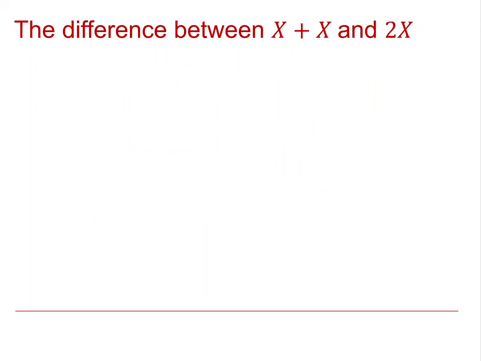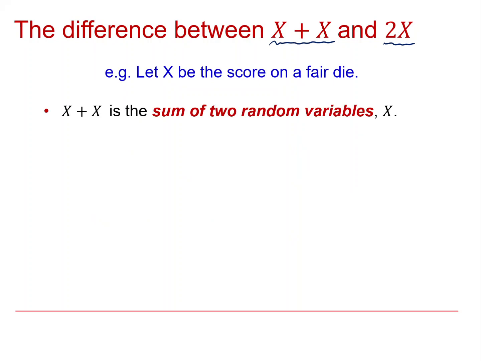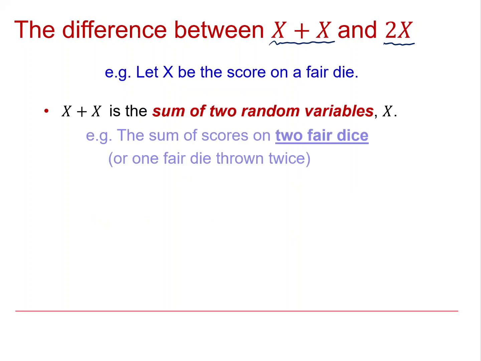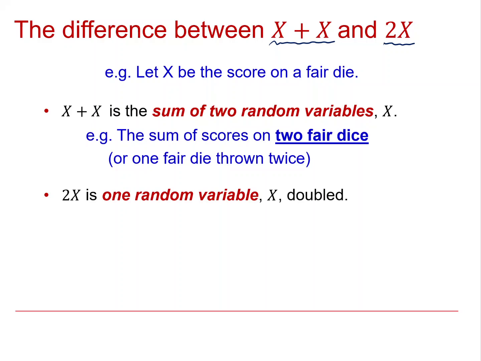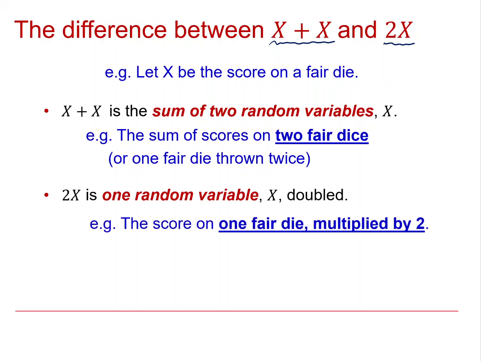Now it's very important that we tell the difference between X plus X and 2X. They might seem exactly the same, but in actual fact, if we let X be the score on a fair die, X plus X is going to be the sum of two random variables that are distributed according to X. So, for example, the sum of scores on two fair dice, or one fair die thrown twice. Whereas 2X is one random variable X doubled. So, for instance, the score on one fair die multiplied by 2. So you can see those are two different things.